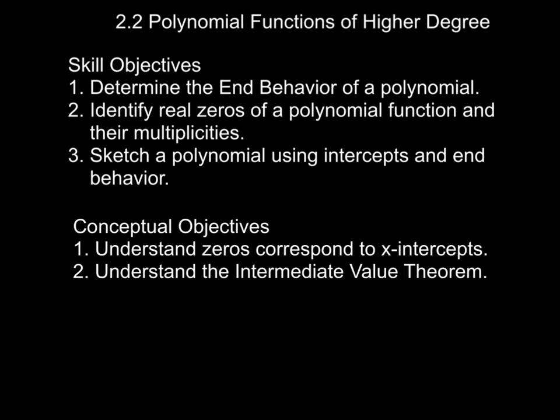Our skill objectives for this video are: 1. Determine end behavior of a polynomial. We've already done that in class, but this will be a very quick review of it. 2. Identify real zeros of a polynomial function and what's called their multiplicities. 3. Sketch a polynomial using intercepts and end behavior. The conceptual objectives: understand zeros correspond to x-intercepts and understand the intermediate value theorem.